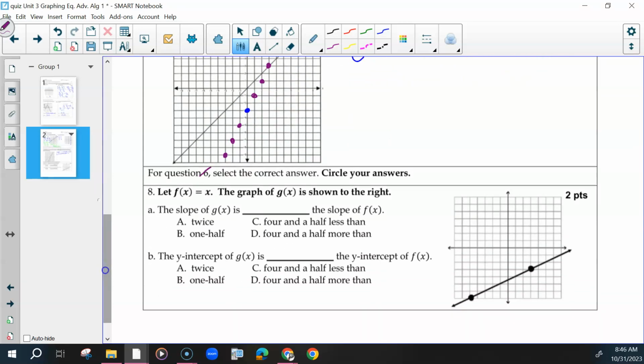This was a typo. This should have said 8. But for 8, you're supposed to circle the correct answers, and the correct answers were 1/2 and 4.5 less than. Those were, you either got the points or you didn't. Questions on that?